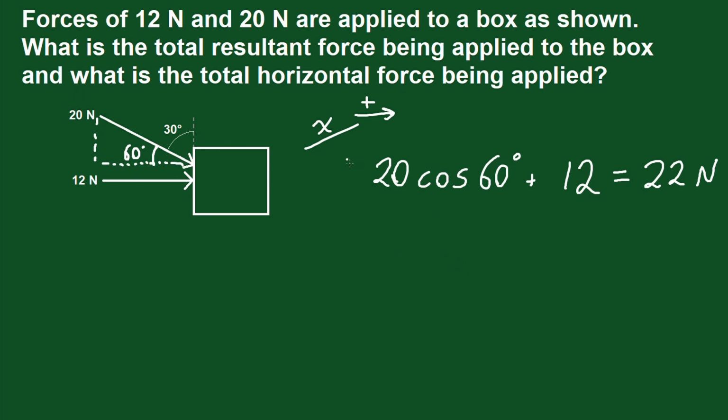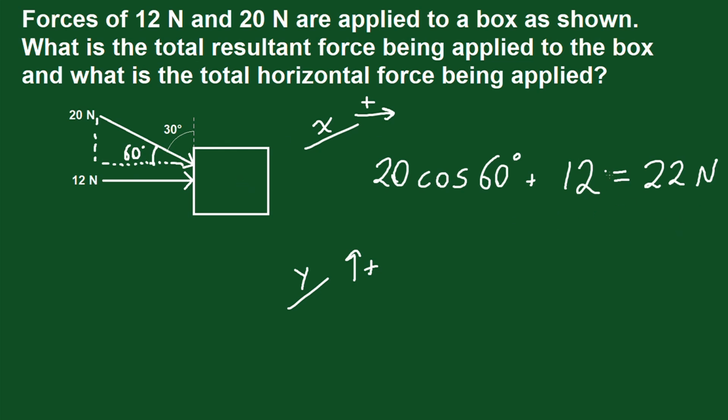Now, again, for the first part, we want to find out the total resultant force. So that means we need both of our components. That was our x. We'll also do the y. And for this case, I'll say up is positive. In some cases, it might make sense to say that down is positive. You could argue that here, but it's completely up to you, because when we get our final answer, we're going to indicate the direction along with it.